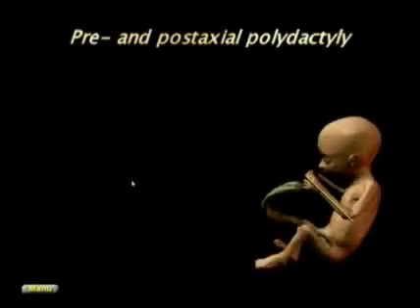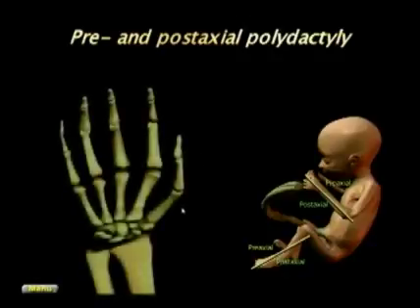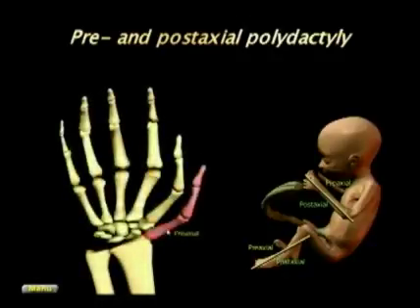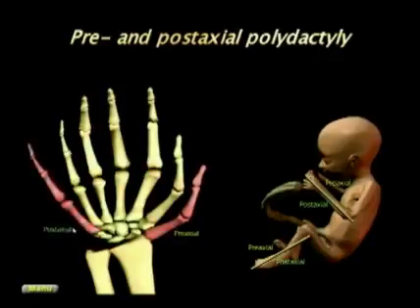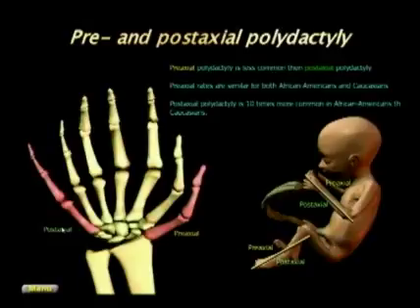Now, polydactyly has been divided roughly in two types. If you draw the axis of the limb alongside the limb here, the pre-axial polydactylies are on the side of the thumb or on the side of the big toe, while the post-axial polydactylies are on the side of the fifth digit or the little toe. So that allows us to recognize different entities. For instance, here we would have a pre-axial polydactyly of the thumb, while this would represent a post-axial polydactyly of the fifth digit.